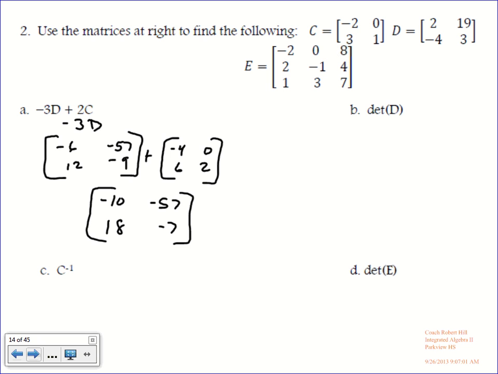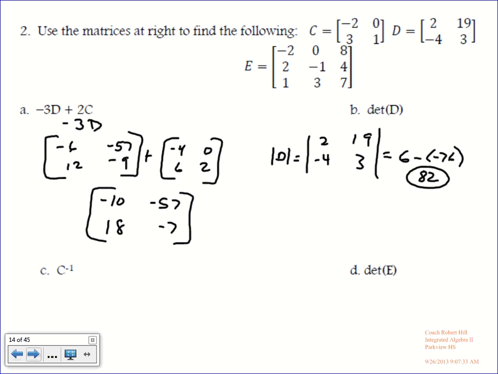All right, now, letter D over here, determinant of D. Guys, this is D. D is a 2 by 2 matrix. So you draw your straight line. D looks like absolute value, but it means determinant. 2, 19, negative 4, 3. Cross multiply, 6. Minus a negative 76 is 82.